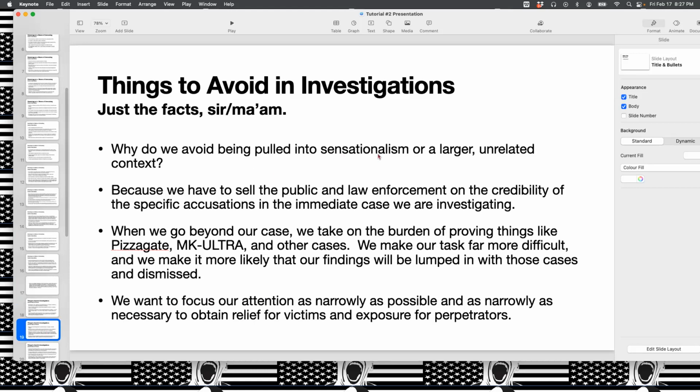The reason for that is when we sell the public and law enforcement on the credibility of the specific accusations in the immediate case we are investigating, if we go beyond our case, we take on the burden of proving things like Pizzagate, MK Ultra, and other cases. You're making your task far more difficult, and you're making it more likely that our findings will get lumped in with those cases and dismissed. So we don't want to do that.